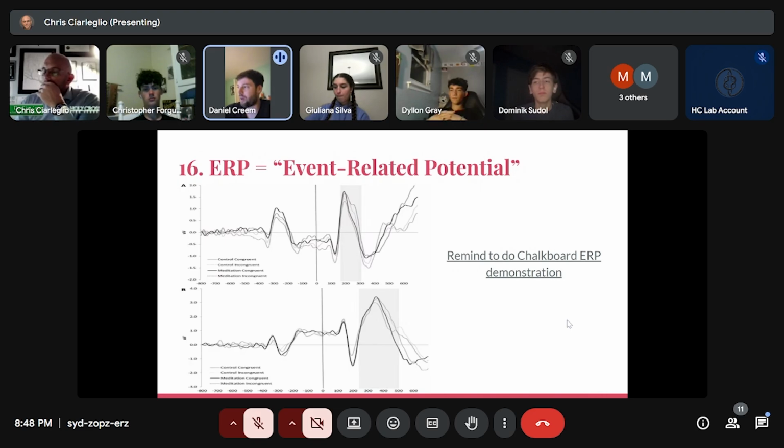And we can talk about different components of the ERP. The ones going up, those are called positives. The ones going down, those are called negatives. And they're named for where they peak. So for example, an N200 is a negative component peaking at around 200 milliseconds after the stimulus, and a P300 is a positive component peaking around 300 milliseconds after the stimulus.